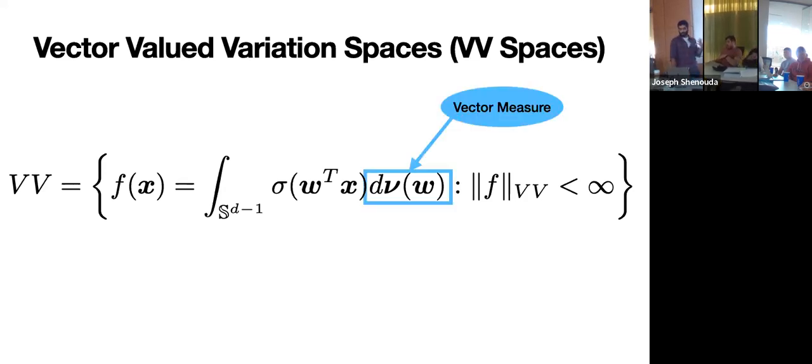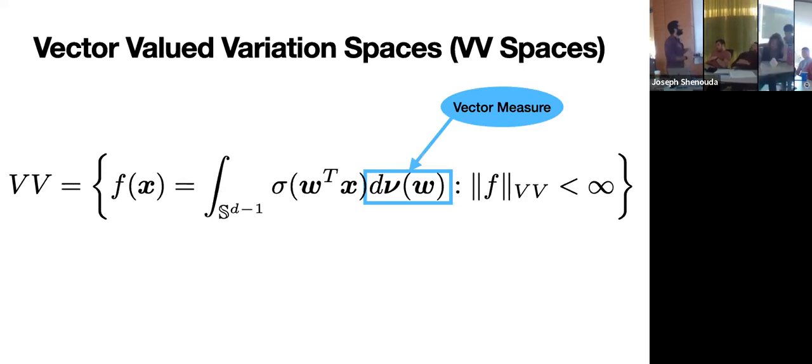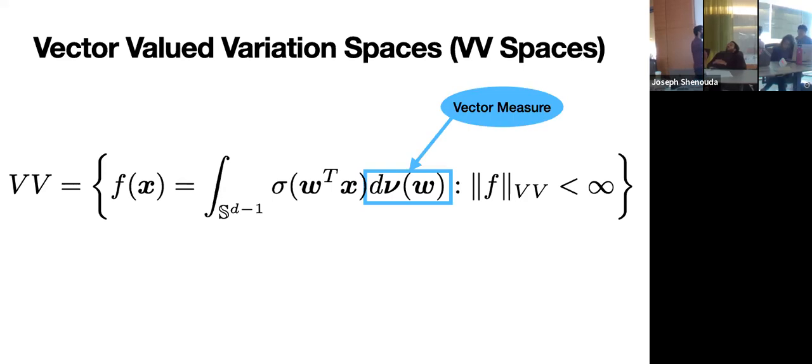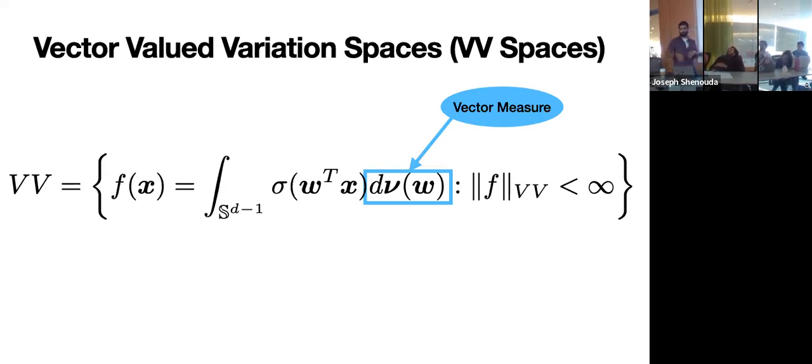And this VB norm is placed on basically a vector measure. So the way we're parameterizing these neural networks is by this vector measure mu. Basically, it's a vector-valued measure. So you have things you know about measures. Just think about if the measure now doesn't output a scalar, it outputs a vector.